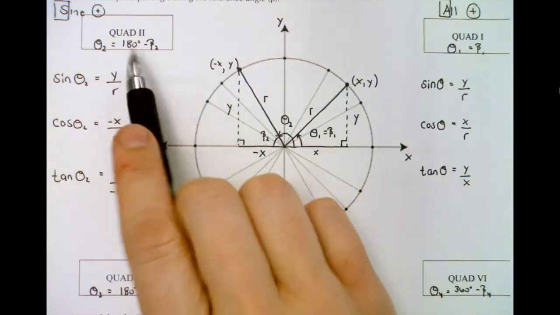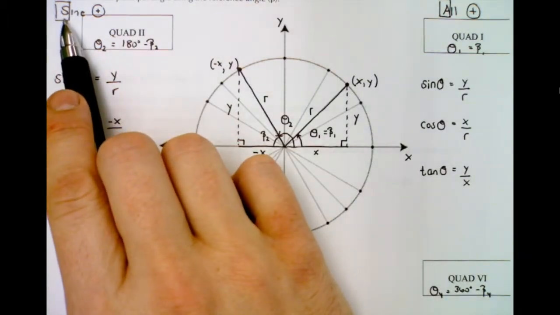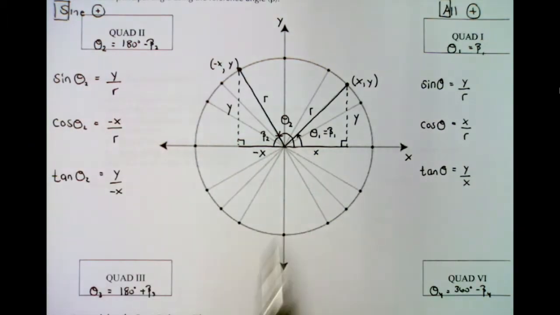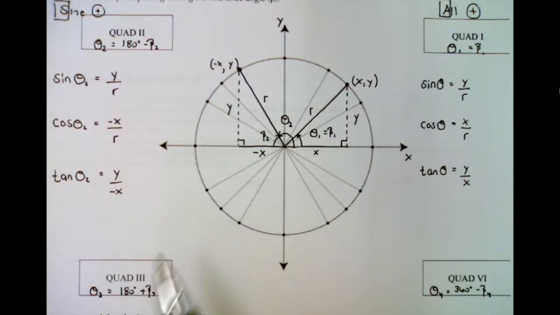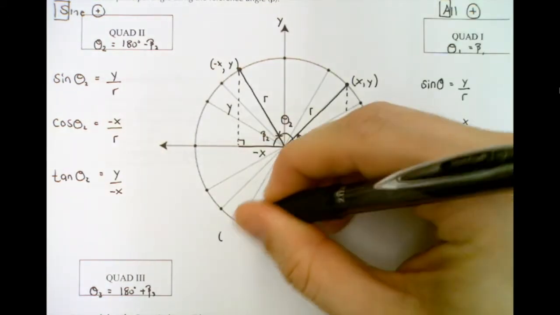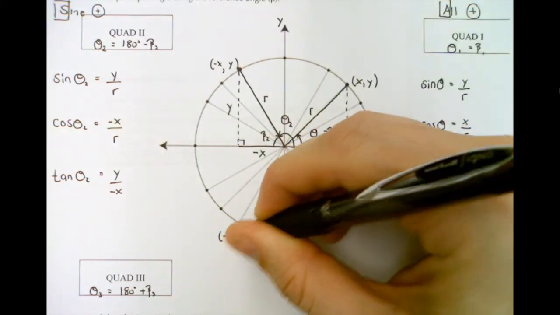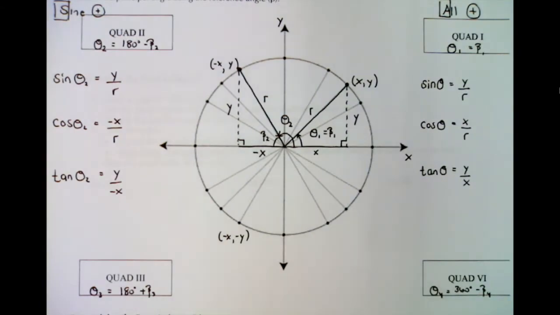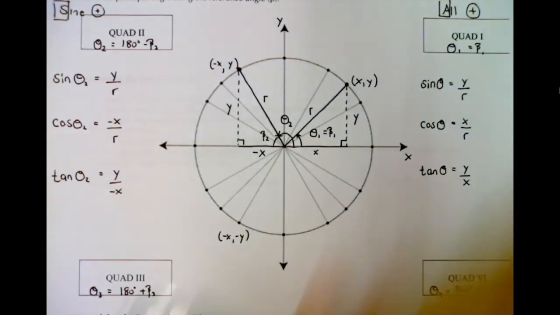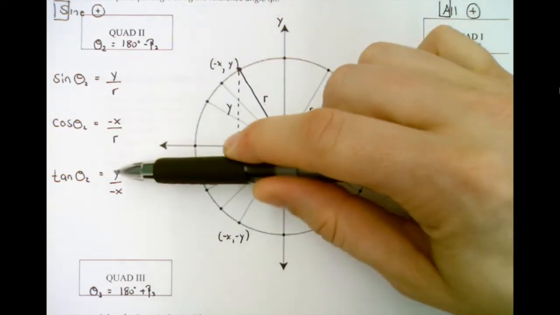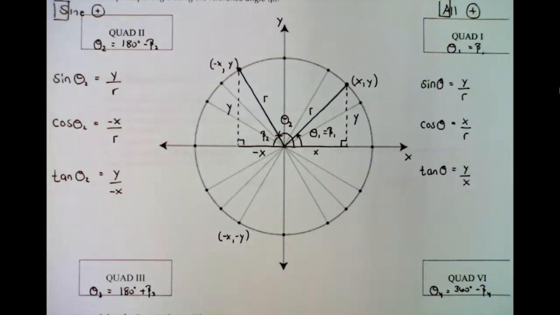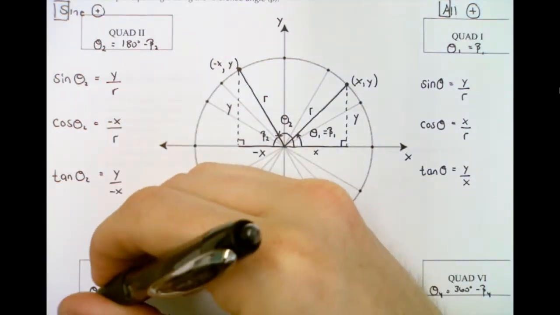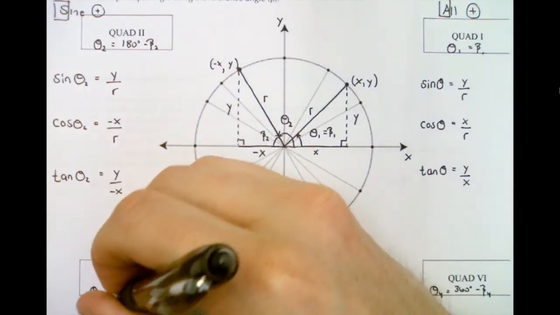In the second quadrant, the ratio that was positive was sine. In the third quadrant, both x and y will be negative, because this point down here would be negative for x's and negative for y's. And the only ratio that would end up coming out positive of that is tan. And if you look, it's because y negative divided by x negative would give you a positive. So in the third quadrant, tan is positive.